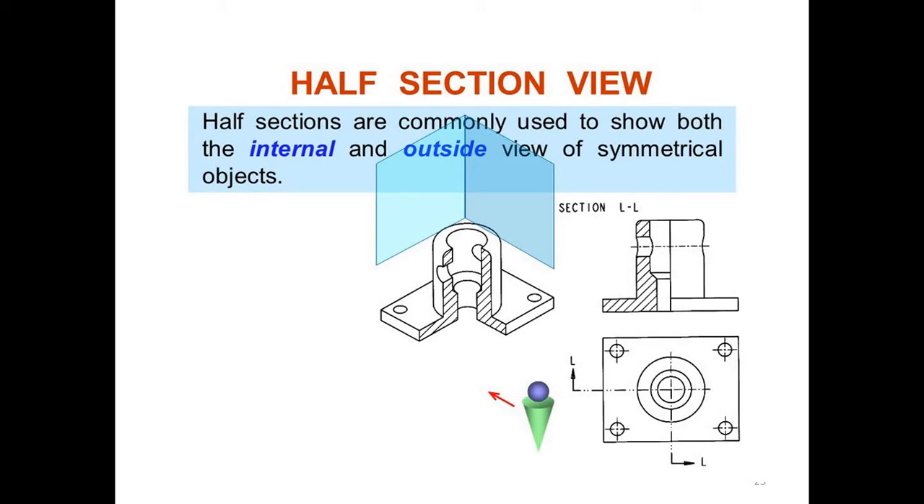Here again, one good example is there. In this figure, two cutting planes are there. By looking at the isometric view, an arrow is there from the observer. When it is cut by half section at the center, then the sectional view and top view are drawn.